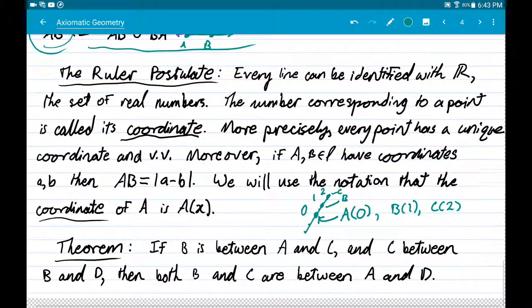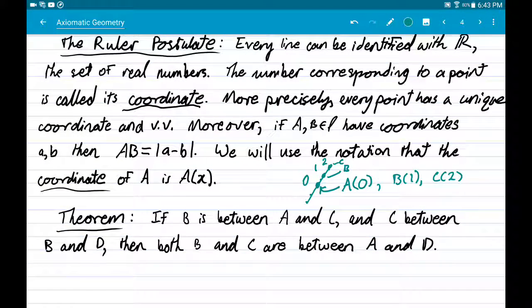The additional postulate will gain us a lot of facts about Euclidean geometry, and it's the ruler postulate, which says that every line can be identified with R, the set of real numbers. R has 0 and 1 and -1 and square root 2 and pi and all of these numbers that we are pretty familiar with in high school geometry or high school math classes.